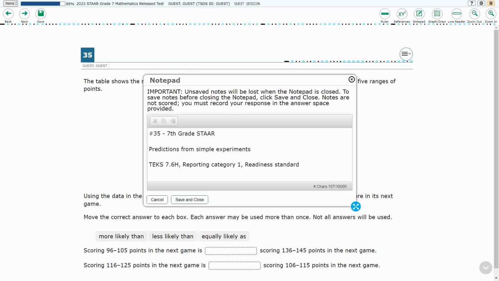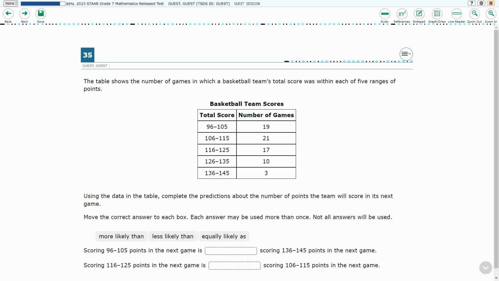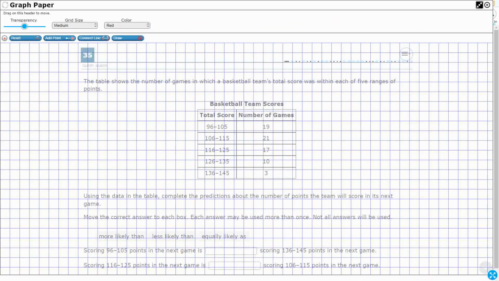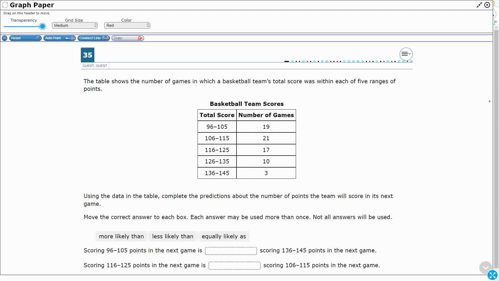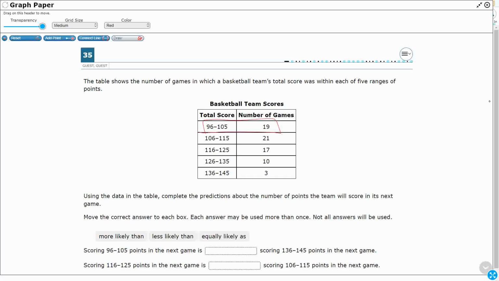For number 35, we are looking at predictions from simple experiments. This is TEK 7.6a, a reporting category 1 readiness standard. So we've got some scores here for basketball games, and you notice these scores are falling in these 10-point bands between 96 and 105, and so on. So we need to use the data in the table and make some predictions. We have some drag and drops: more likely, equally likely, less likely. Let's see, scoring 96 to 105, right? So we've got 19 games.